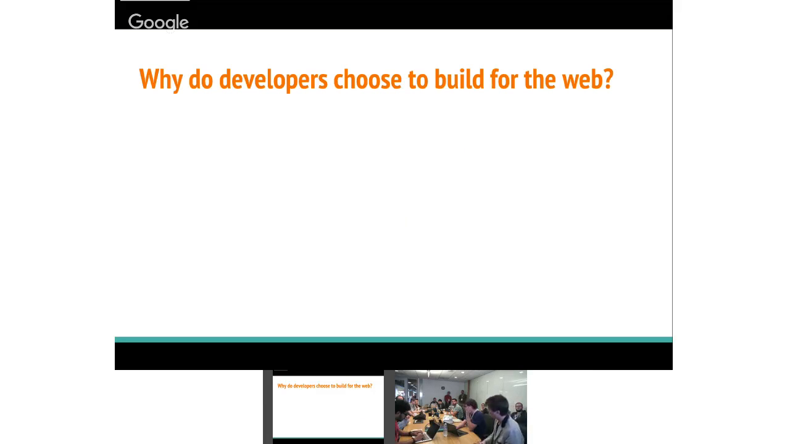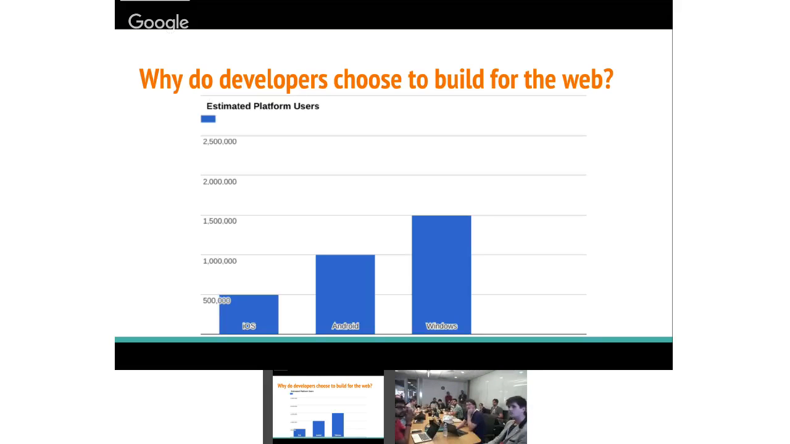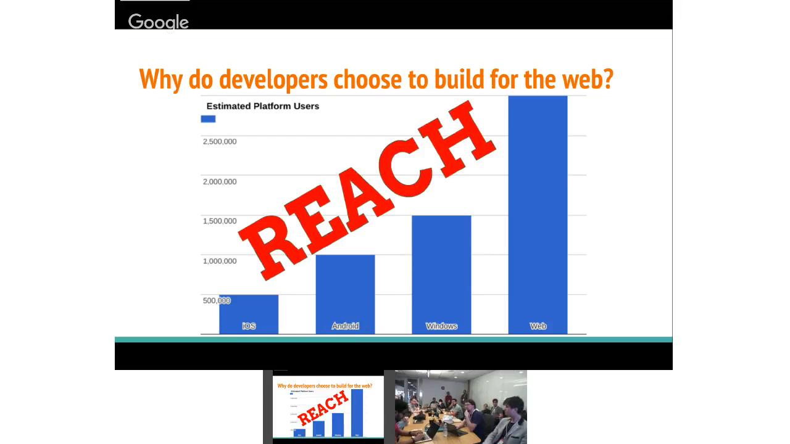So to answer that question, we have to go back a little bit. I'm just going to elaborate a little bit more on what I said in the keynote. Why do developers choose to build for the web? Well, developers are making a cost-benefit trade-off, and the benefit for them is about the users they can reach. And no other platform comes close to touching the reach of the web.